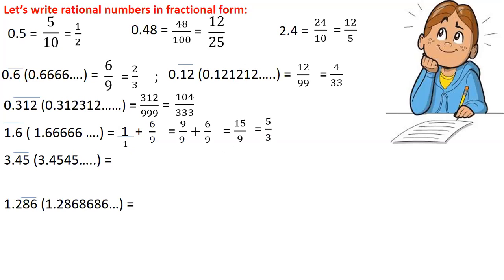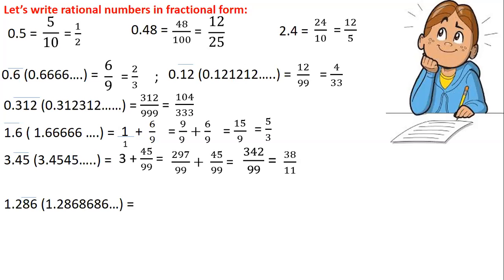3.45 bar, it is 3.4545, so it is 3 plus 45 over 99, and we change them into like fractions, then we get the answer and we can reduce.